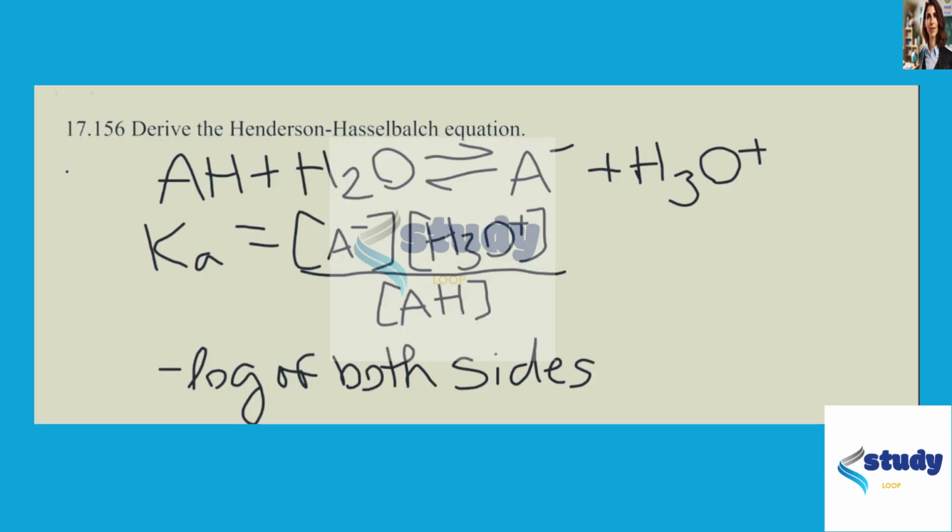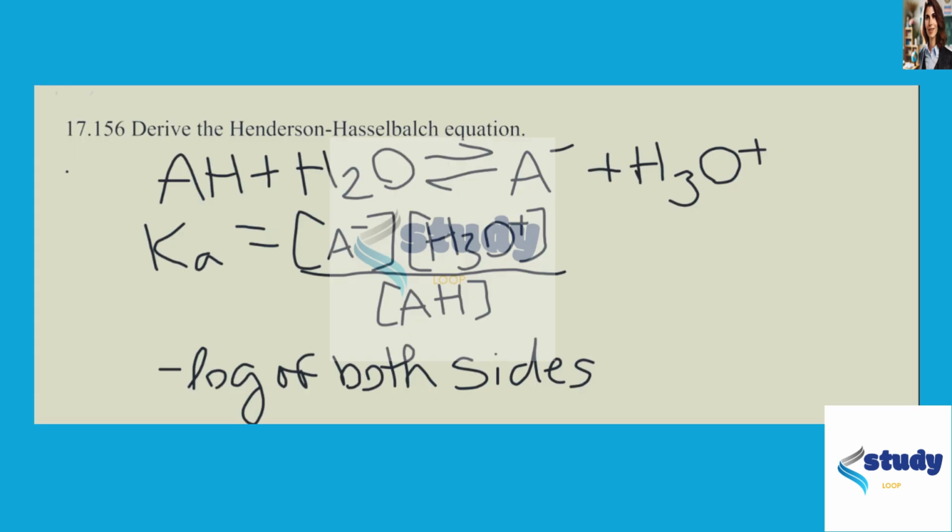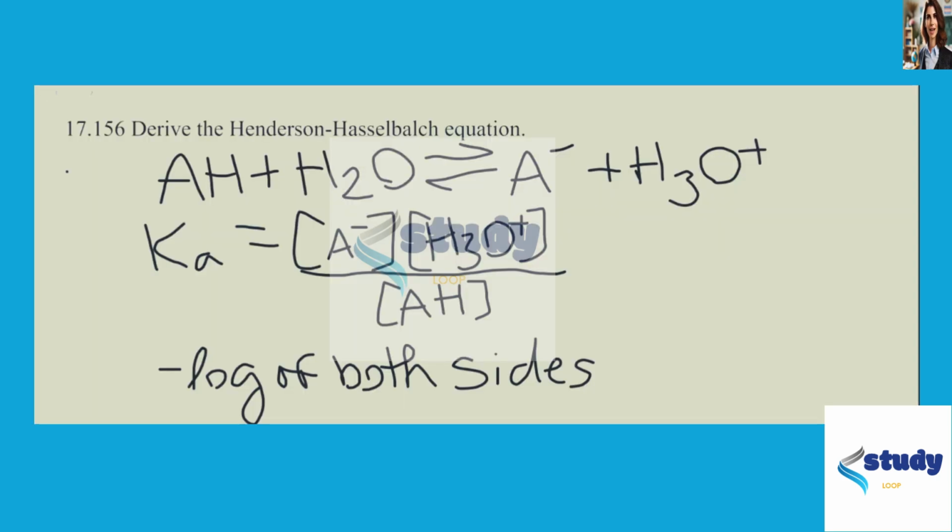So the equilibrium that we have present in a buffer is that between the conjugate acid and water forming the conjugate base and hydronium ions. So the equilibrium constant for this reaction is just the Ka of the acid, and that's equal to our products divided by our reactants. So that's A minus times H3O plus divided by AH.